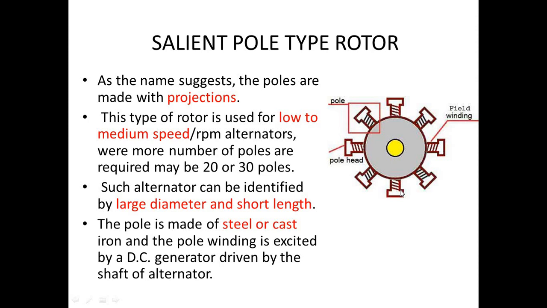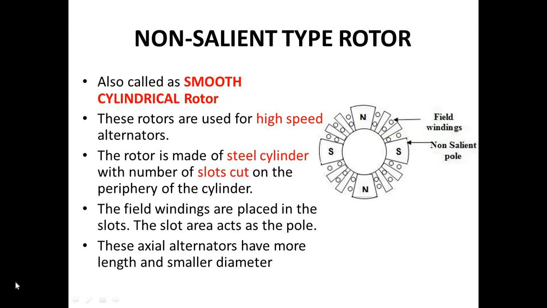Such alternators can be identified by large diameter and short axial length. The pole is made up of steel or cast iron and is excited by a separate DC generator mounted on the shaft of the alternator itself. Non-salient type rotor, also referred to as smooth cylindrical rotor. These types of rotors are used for high-speed alternators. The rotor is made up of a steel cylinder with a number of slots cut on the outer periphery to house the field windings. This type of rotor has more length and smaller diameter.